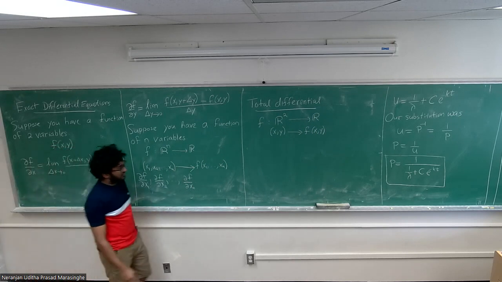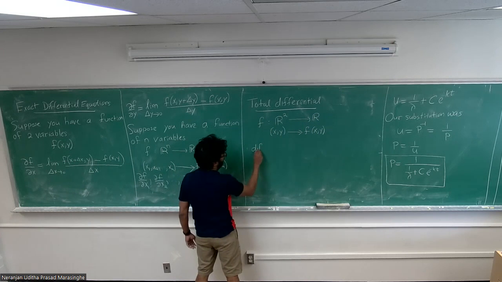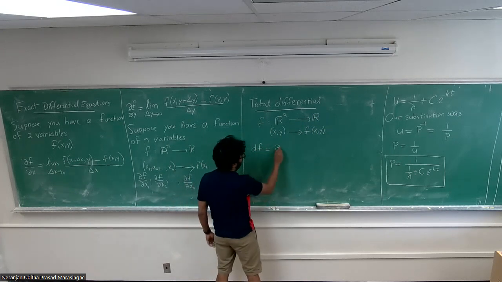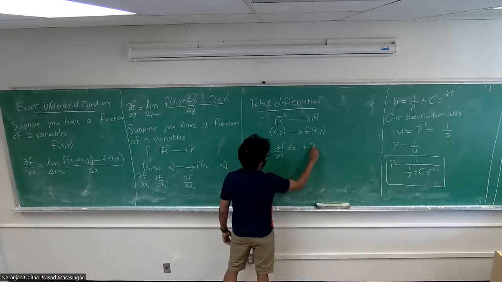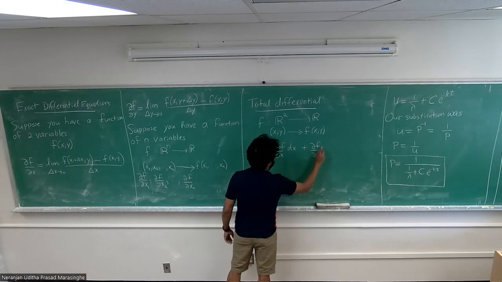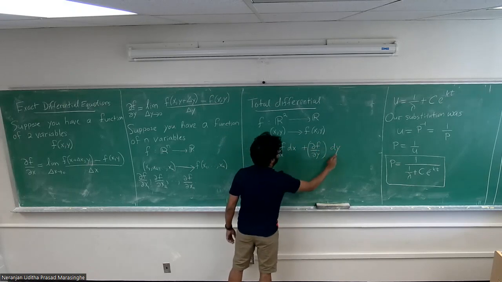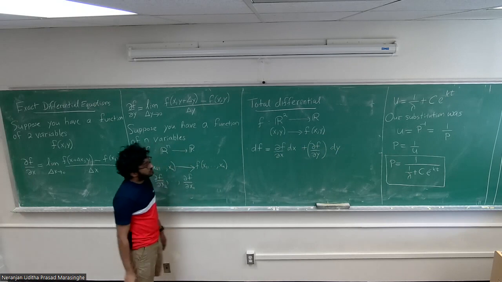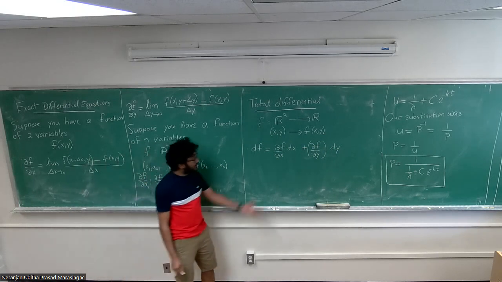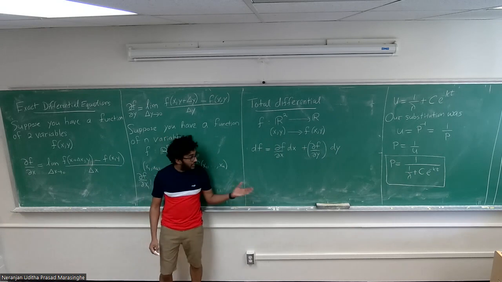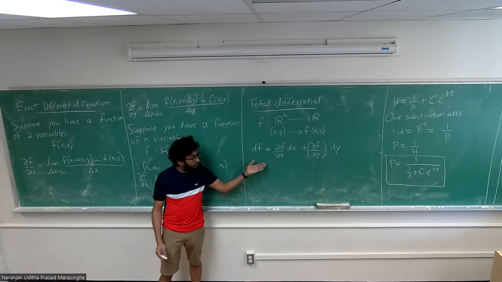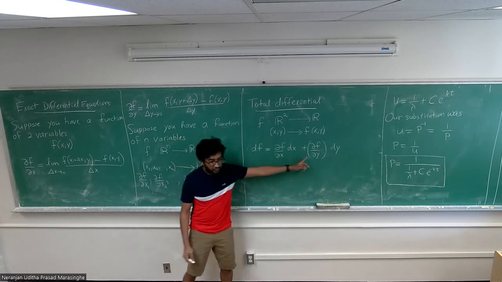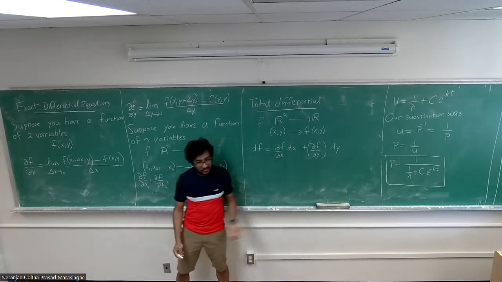The total differential is this. df is equal to ∂f/∂x dx plus ∂f/∂y dy. That means the change, in this case we have two independent variables. So df represents the change of your function. That would depend on two things, right? The first thing is the change of x and the change of y. That's how this derives. Okay.